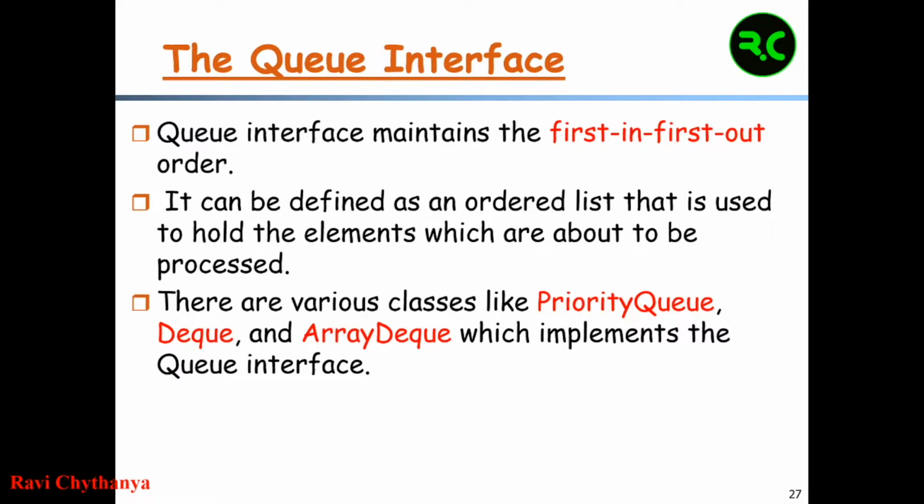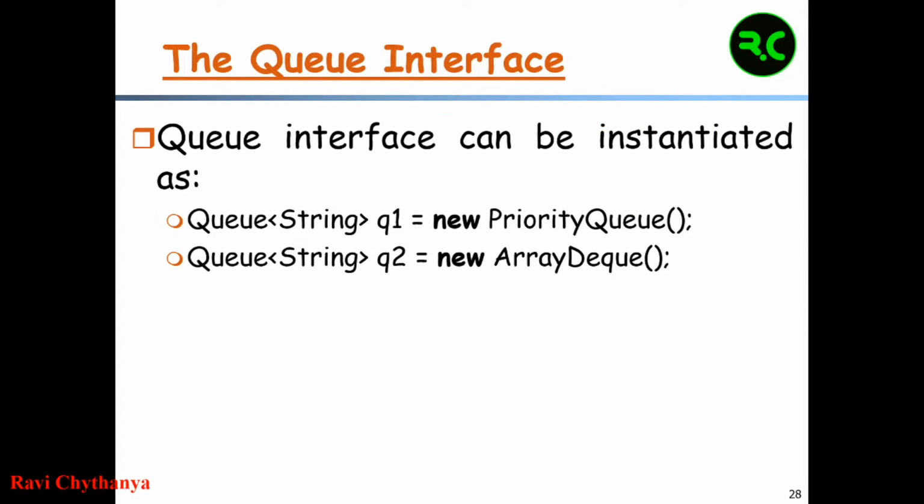And there are so many classes in the implementations of the Queue interface. They are PriorityQueue, the double-ended queue Deque, and ArrayDeque, which implement the Queue interface. And today we are going to look at the PriorityQueue and Deque as well as the ArrayDeque.